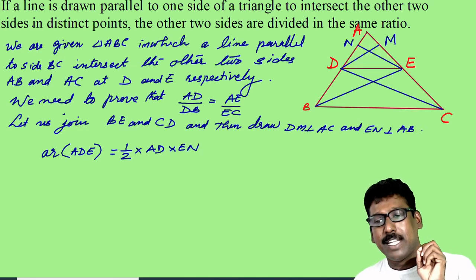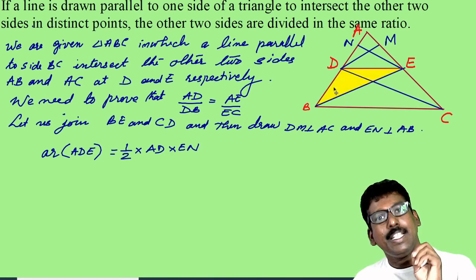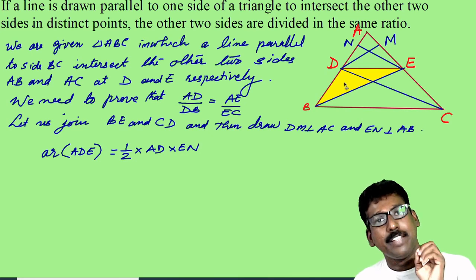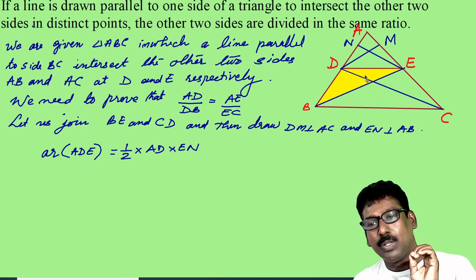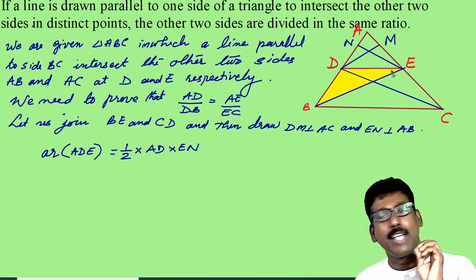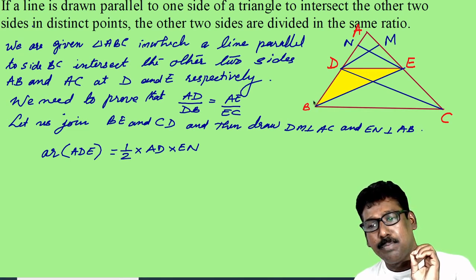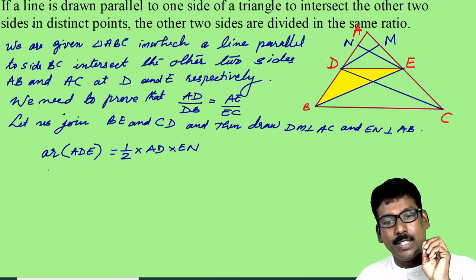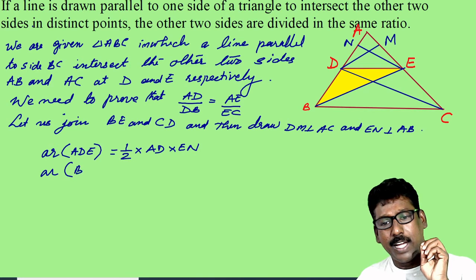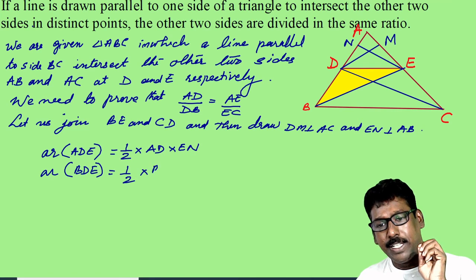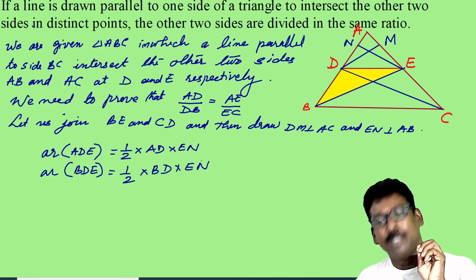Now let me consider triangle BDE. Let me take the base as DB. Then what will be its height? Here you can see the perpendicular from the opposite vertex E to BD, it is BD produced, which is EN. So you can write area of triangle BDE is equal to half into base BD into height EN. That is, area of triangle BDE is half into BD into EN.